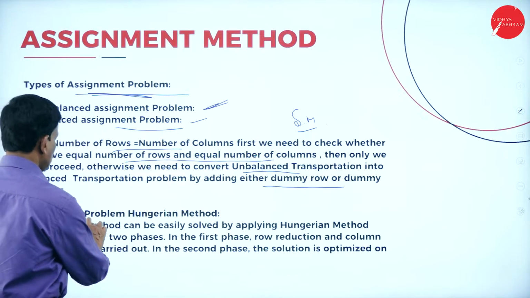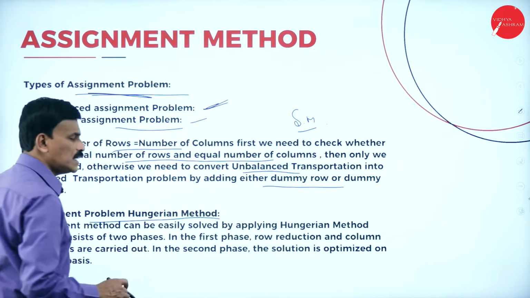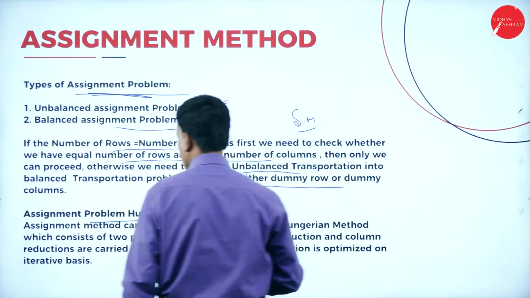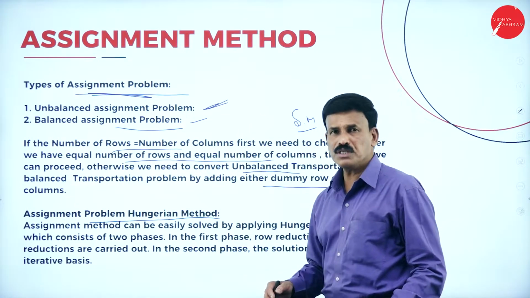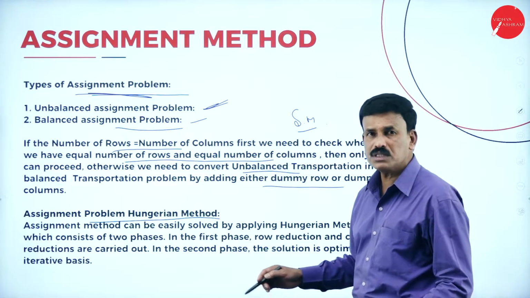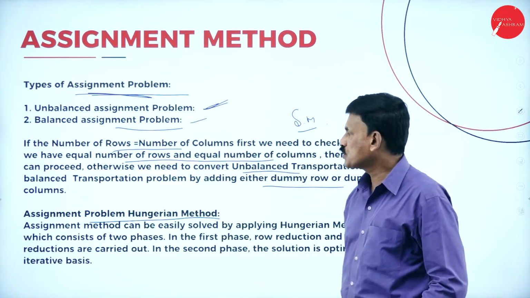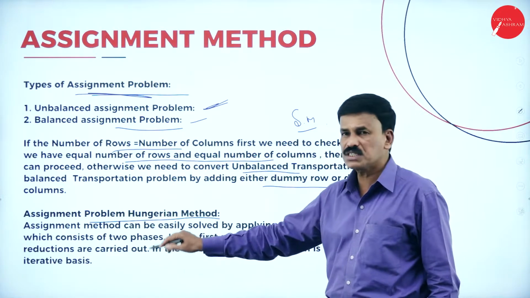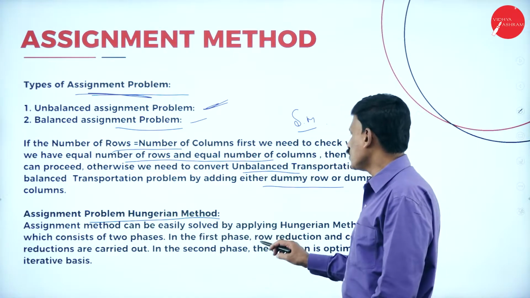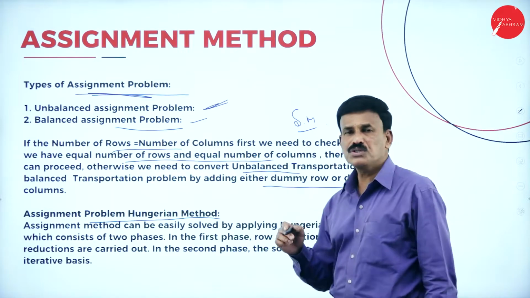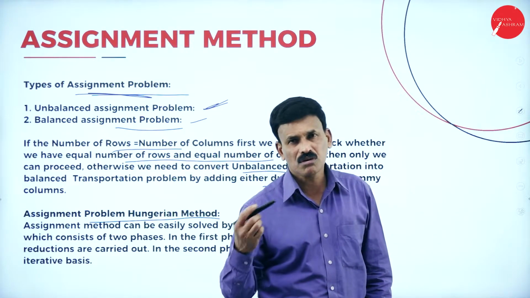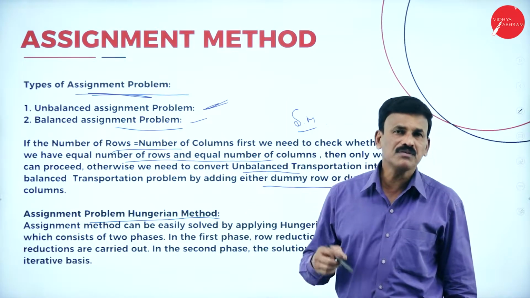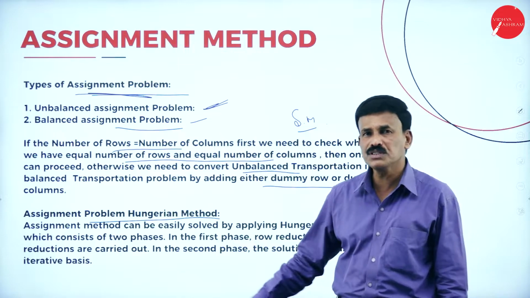Now, we can solve this assignment problem using the Hungarian method. The Hungarian method is a very important method which we are going to use to solve the assignment problem. The assignment problem can be easily solved by applying the Hungarian method, which consists of two phases. In the first phase, we use row minimization and column minimization, then scanning of rows and columns, then finding the optimal solution in phase 2.